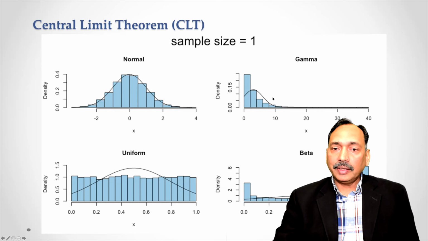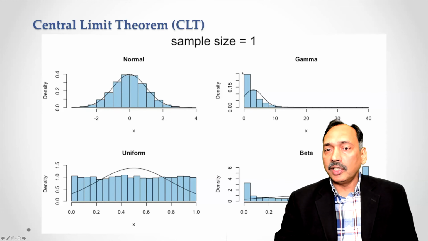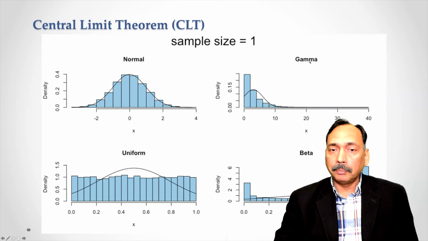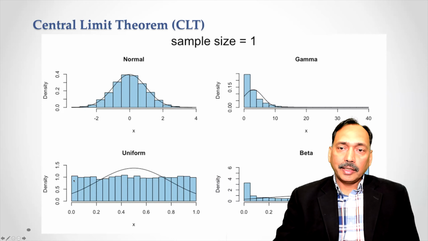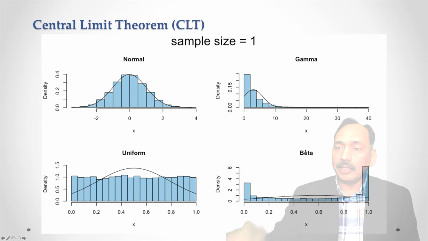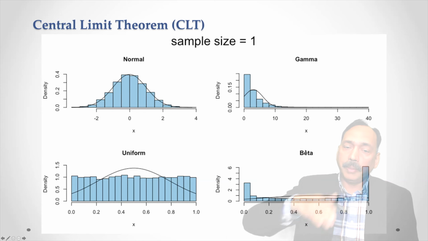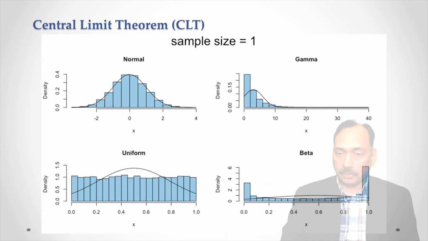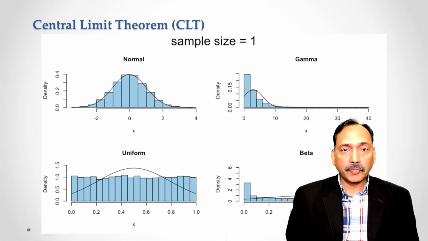Gamma distribution, exponential distribution is basically a special case of gamma, but it's a right skewed distribution. So it is going to retain that shape. Uniform distribution is going to look like this, and beta distribution is more or less like U-shaped. It's going to look the way you see.